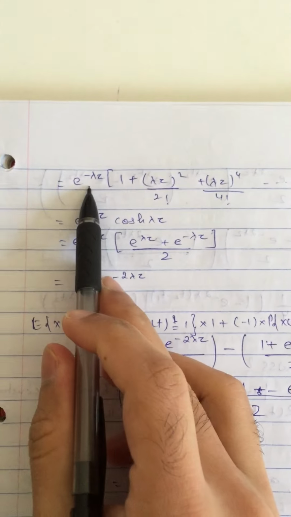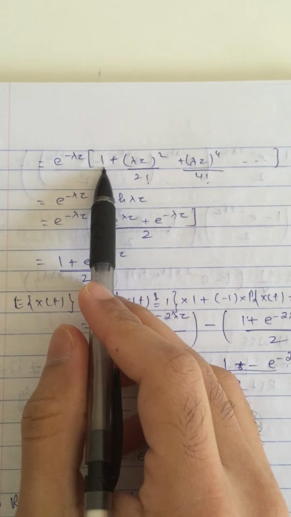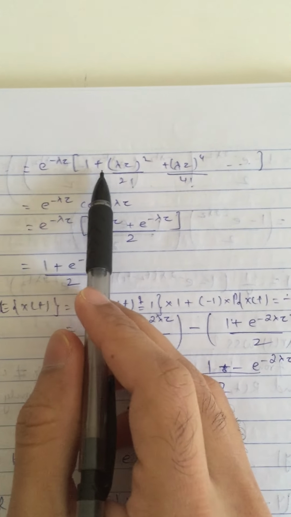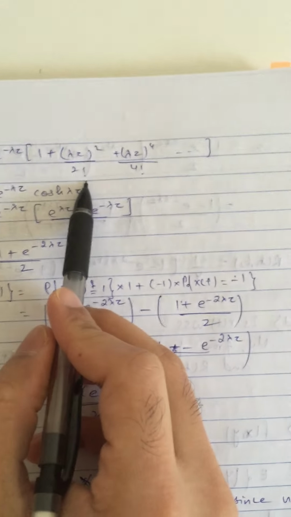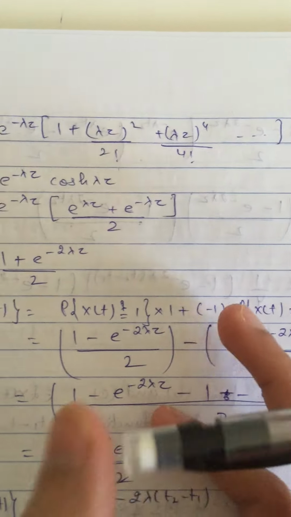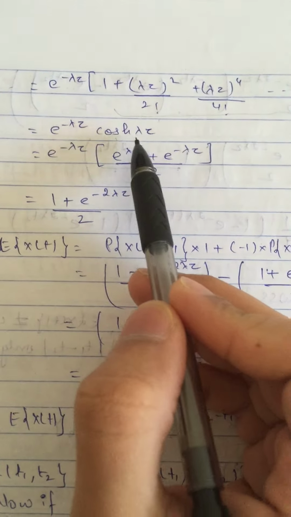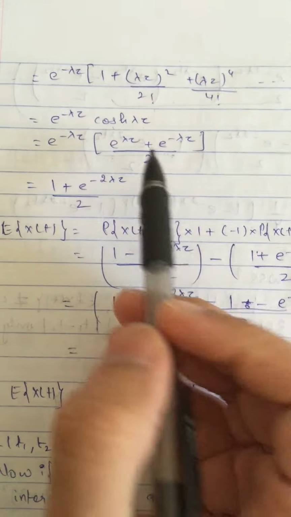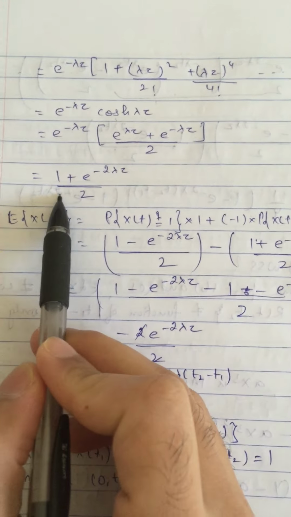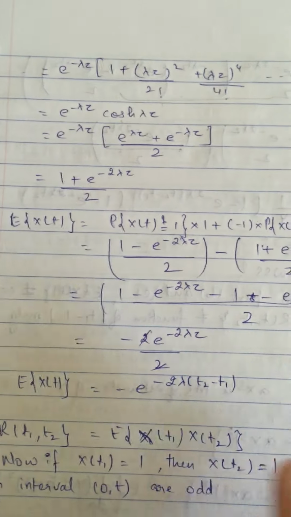Now this comes out to be e raised to minus lambda tau again as a common. Now the values inside the bracket become 1 plus lambda tau whole square upon 2 factorial plus lambda tau raised to power 4 upon 4 factorial and so on. This term becomes cos hyperbolic lambda tau. So solving this, it comes out to be 1 plus e raised to minus 2 lambda tau upon 2.